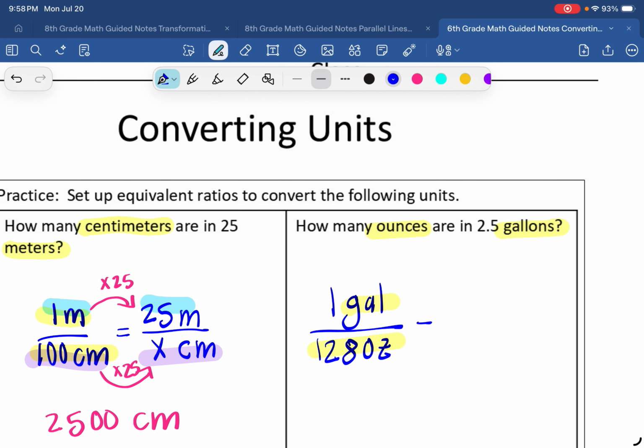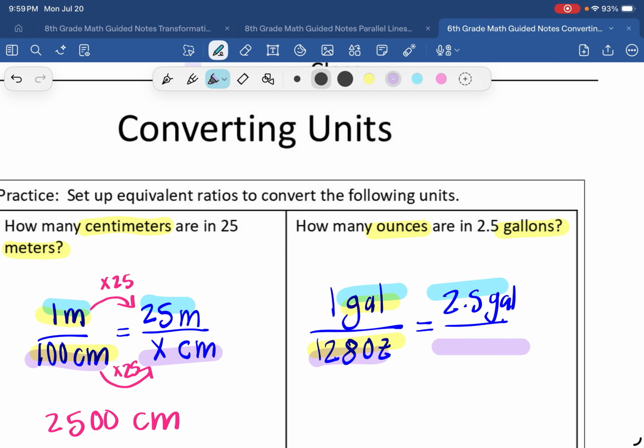Then I put gallons on the top, so we will keep gallons on the top. It's going to be 2.5. And then I put ounces on the bottom, so we'll keep ounces there in the bottom. And that's going to be X. I don't know the ounces.